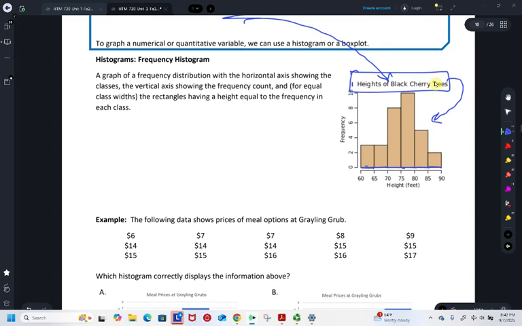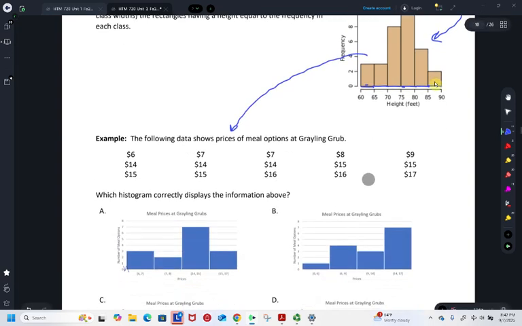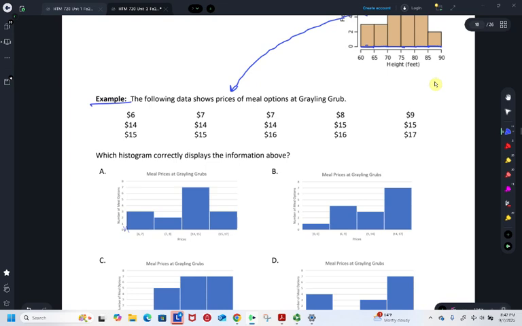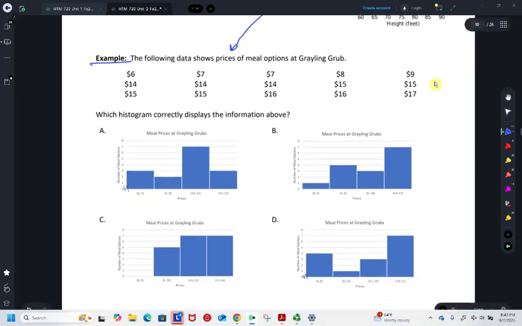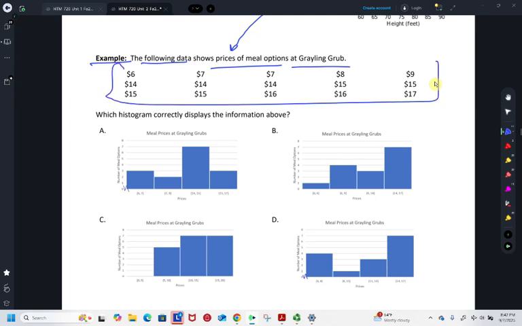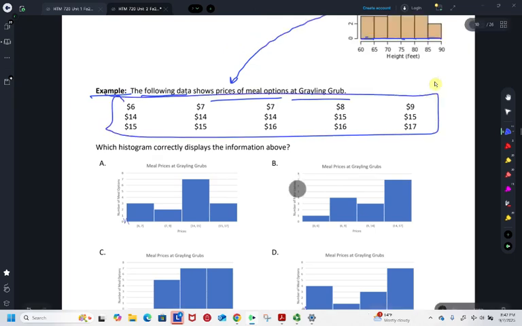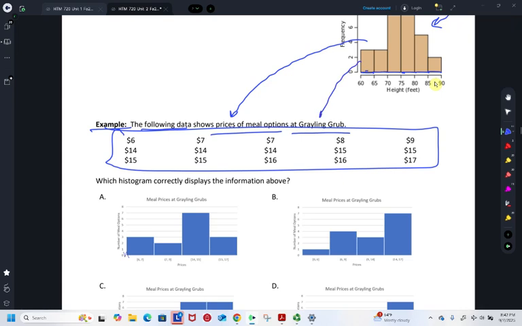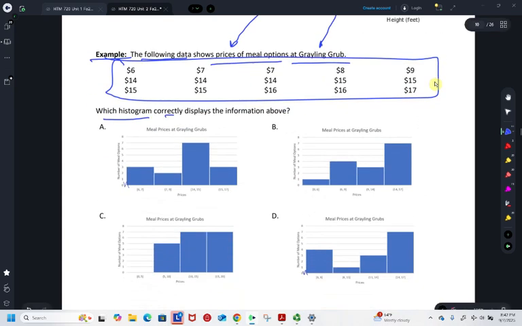So, what are the key characteristics of a good histogram? To answer that question, I'm going to look at this example. In this example, we have data on prices of meal options at Grilling Grub. These are all numerical data. So again, to emphasize, histograms are meant to represent graphically numerical data. Now, which histogram correctly displays the information above?